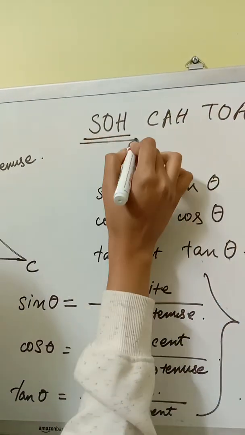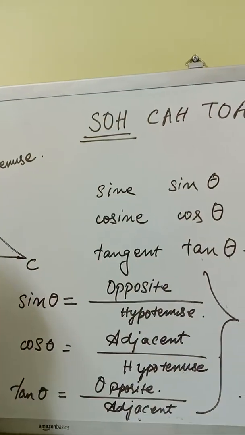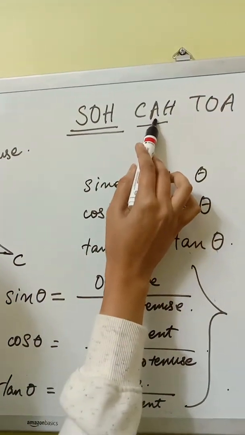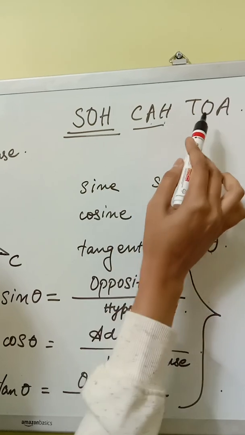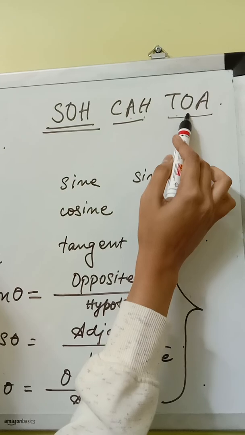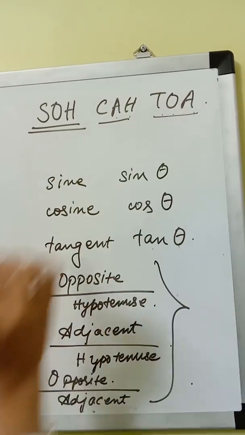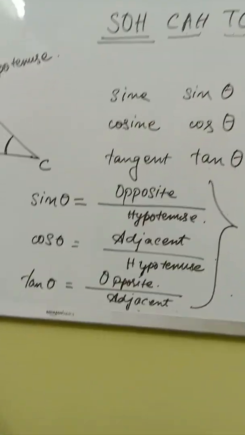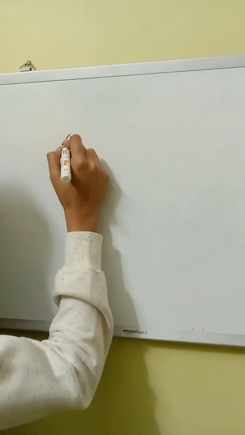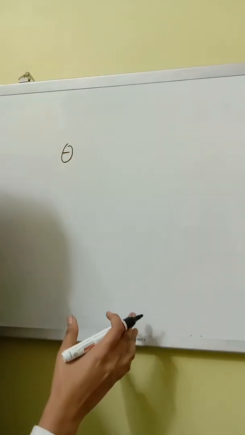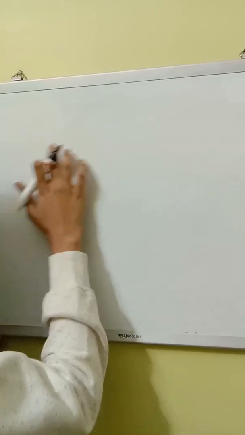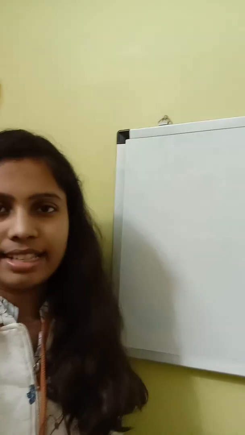SO tells that sine theta is equal to opposite by hypotenuse. KA tells that cos theta is equal to adjacent side divided by hypotenuse. And TWA tells that tan theta is equal to the side opposite to theta divided by the side adjacent to theta. But how is theta related to these three trigonometric functions, that is sine, cosine and tangent? For that, we have to understand the concept of unit circle.